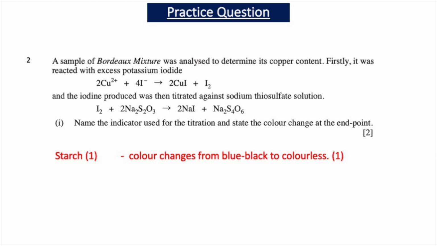Well, this is a 2-mark question, so if you name the indicator correctly as starch, you get 1 mark, and the colour change would be from blue-black to colourless. So if you said the indicator changes from blue-black to colourless, you get the 2nd mark.